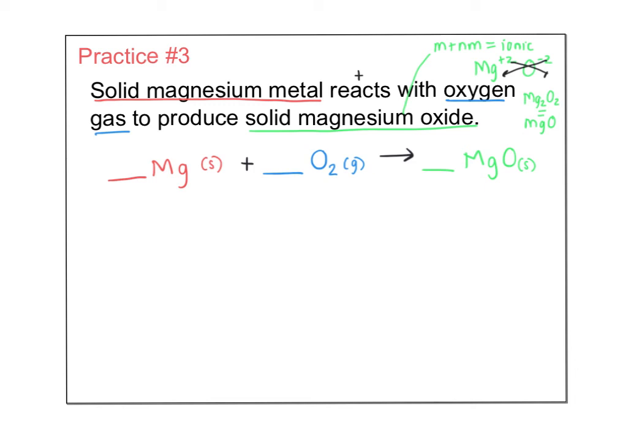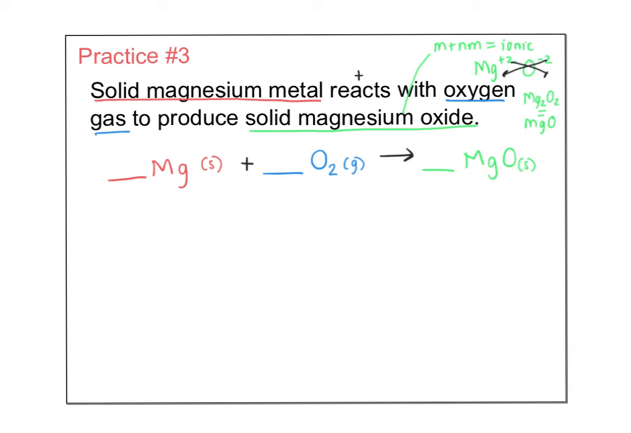And then it says to produce, so that's my arrow, and it says magnesium oxide. Well, magnesium oxide is a metal with a nonmetal, so it's ionic. Magnesium's charge on the periodic table is +2, oxygen's -2. When I crisscross, I get Mg2O2. For ionic compounds, when the subscripts are the same, we are going to reduce or simplify them. And so I got MgO. And so MgO is my solid.